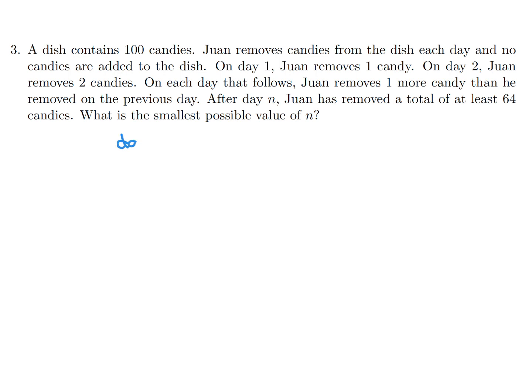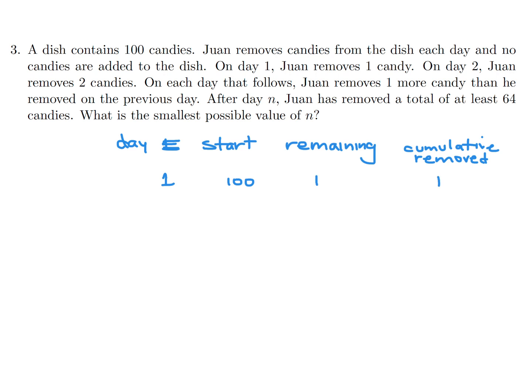So let's make a little chart. There's a few ways of doing this question, but I'll just do it the extensive way just to make you understand. We have a chart that consists of the day, how many we had at the start, how many we have remaining, and how many have we removed in total. So cumulative removed. So for example, on day 1, we started with 100, and we're going to remove 1. So we removed 1 in total.